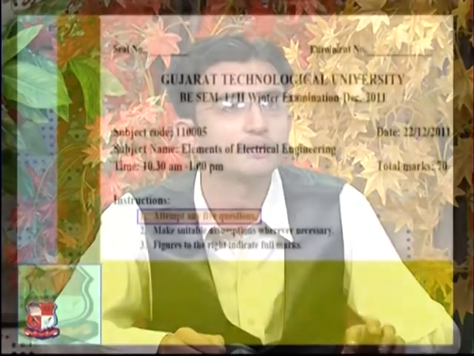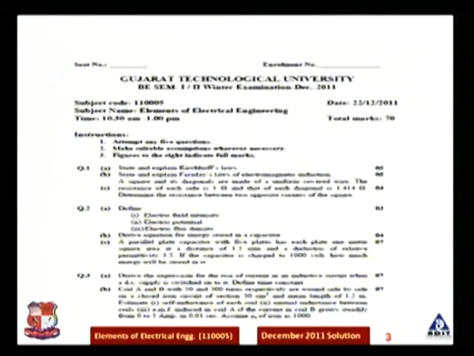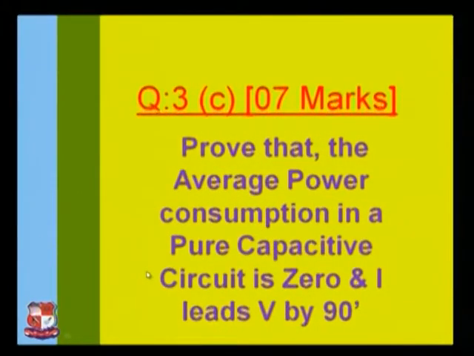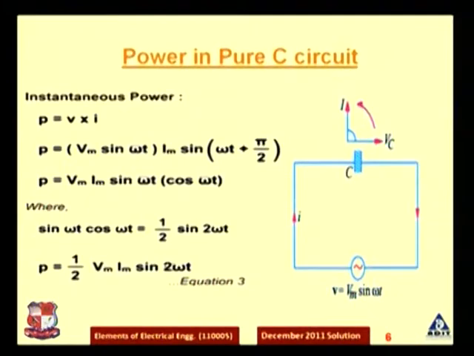So let us see this with the question. The question you might be seeing on your screen is the question paper, and we have seen up to this portion. Now we start with question number 3C. You have to prove that the average power consumption in a purely capacitive circuit is 0 and that current leads the voltage by 90 degrees. This is a purely capacitive circuit, and the instantaneous power P is equal to V into I, so P is equal to Vm sin omega t into Im sin(omega t plus pi by 2).